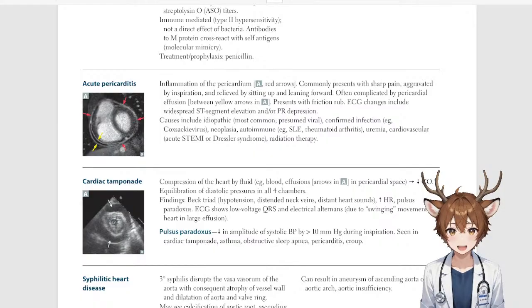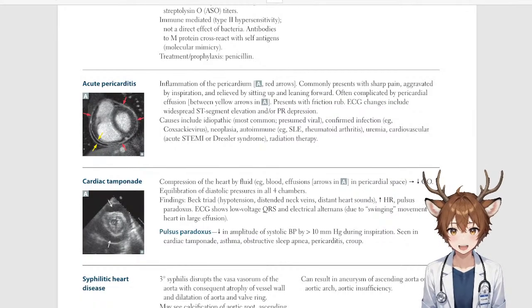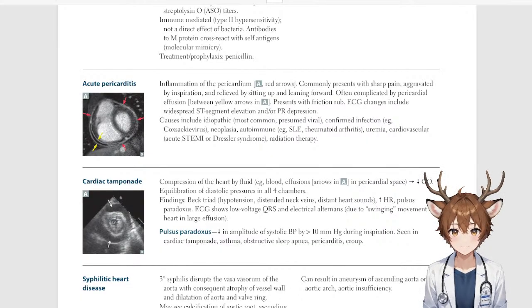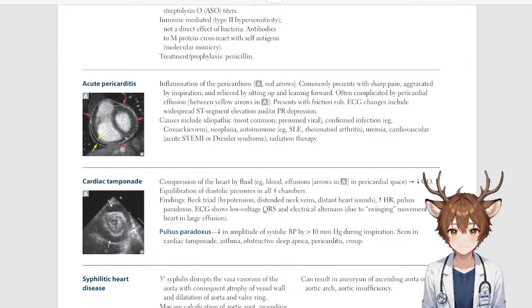Decrease in end-diastolic volume, leading to a decrease in cardiac output, leading to decrease in venous return. Presents with dyspnea, peripheral edema, and jugular venous distension, Kussmaul sign, pulsus paradoxus, and pericardial knock.